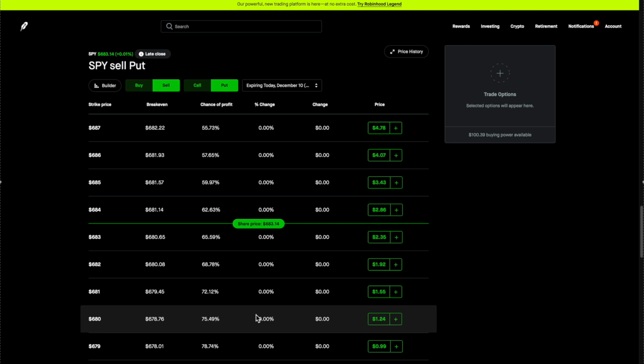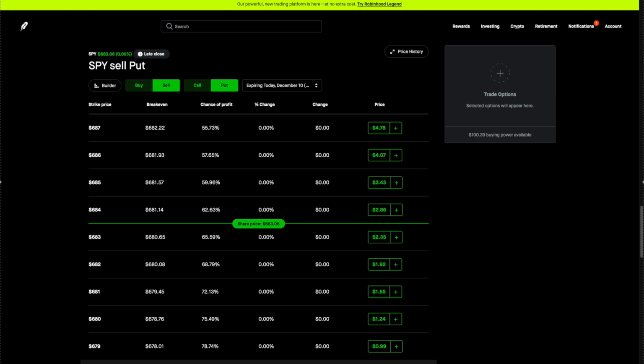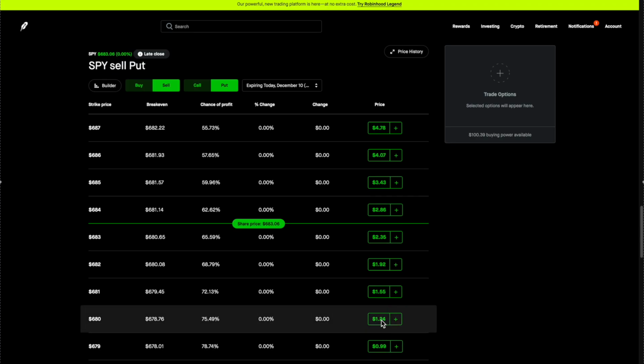So now we'll do the demonstration. The way you collect the profit is the difference between these strikes. We're going to sell one and we're going to buy one. First we're going to sell this one here.